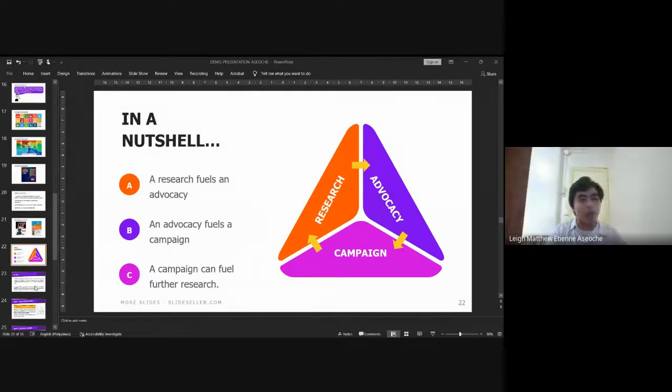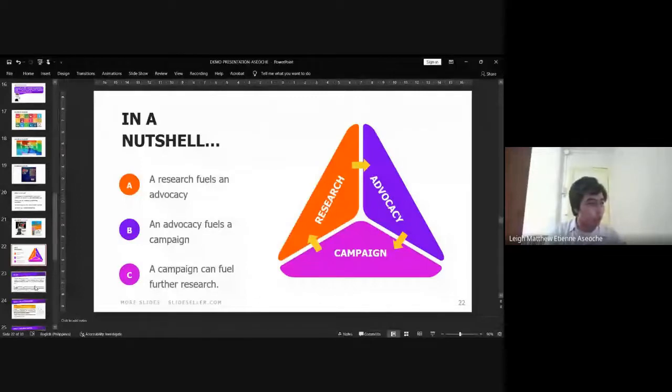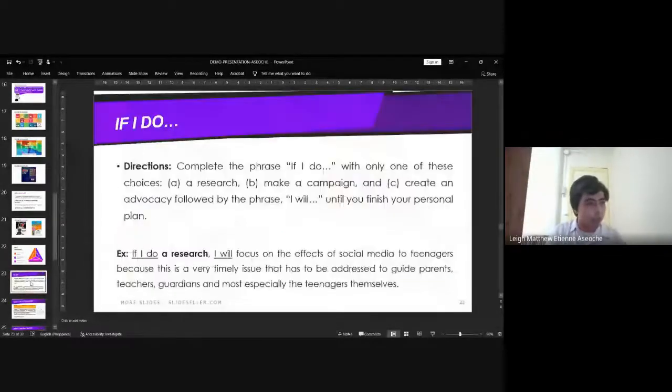So that would be all for our lesson for today. Now let's move on to an activity, okay? Another activity. This is entitled If I Do. Okay. Now here are the directions. Complete the phrase if I do with only one of these three choices. You can choose research, campaign, or advocacy. Then you will follow it with the phrase I will, until you finish your personal plan.